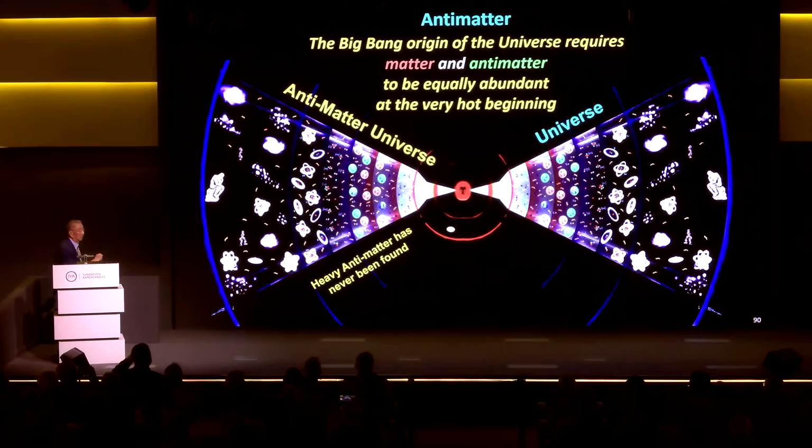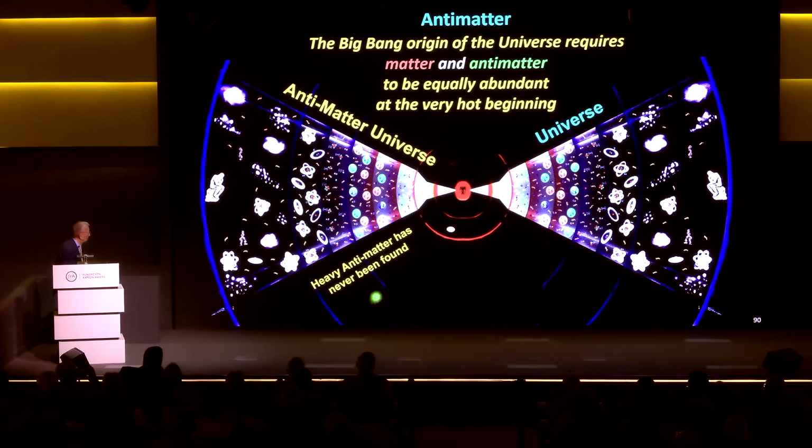Now let me share with you some information on antimatter. The Big Bang origin of the universe requires matter and antimatter to be equally abundant at the beginning. So the question is, where is the antimatter universe? And this was proposed already by Paul Dirac in his Nobel Prize speech in the 1930s.